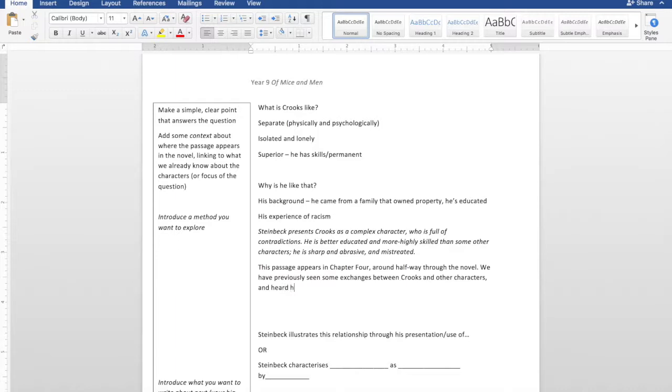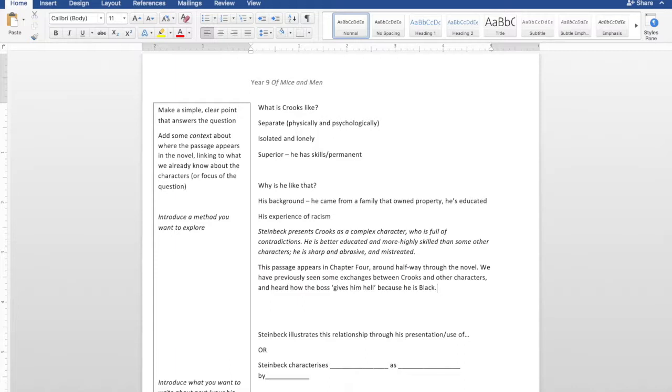And heard how the boss gives him hell because he is black. Now, why is it important to put the passage in context?